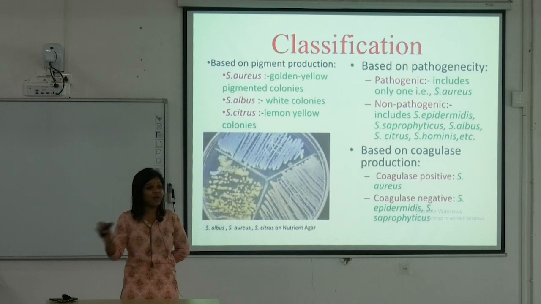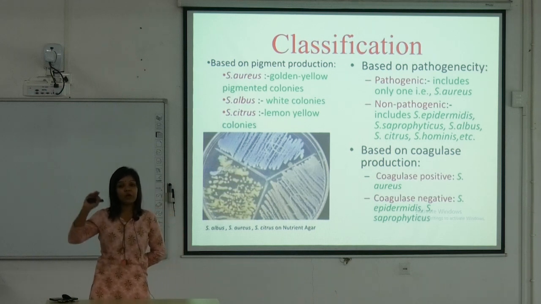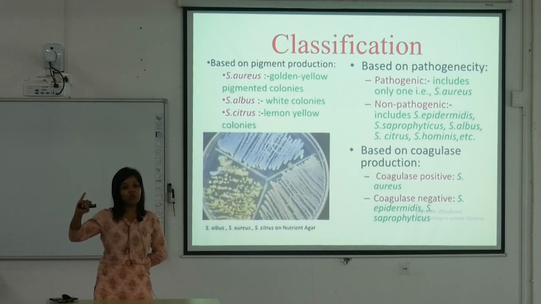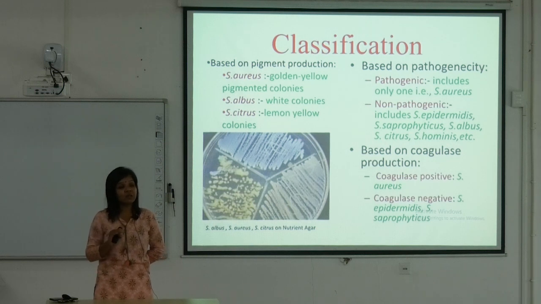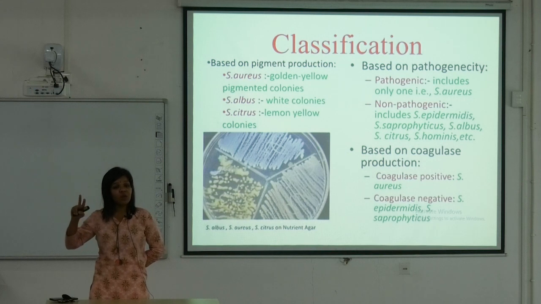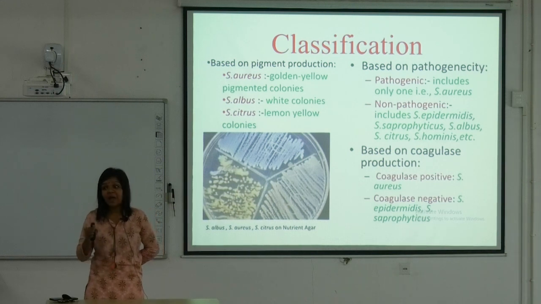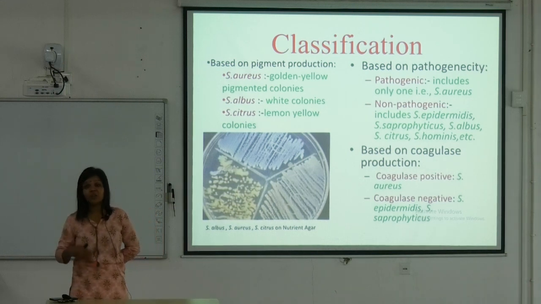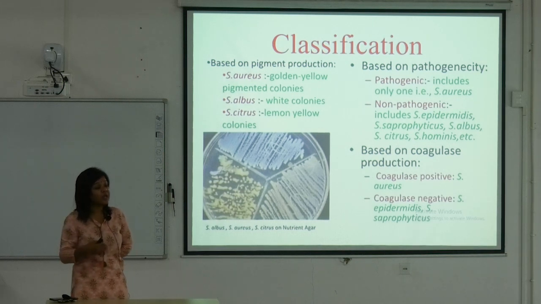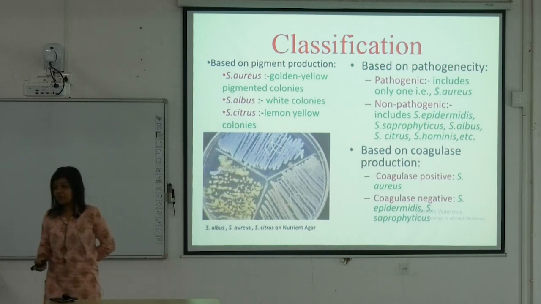See, for each bacteria we will teach you, these points will come. Number one is virulence factor, second is pathogenicity. Virulence factor means what is causing the infection, and pathogenicity means how these virulence factors are causing the pathogenicity inside a human's body. Then we will come to the clinical features.